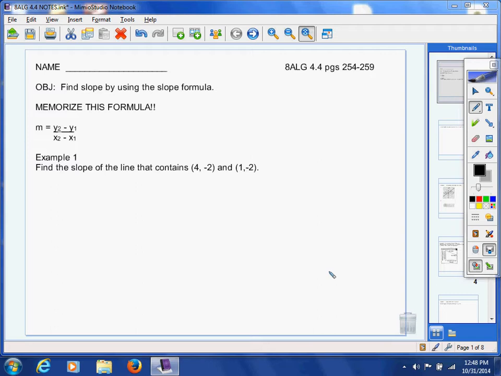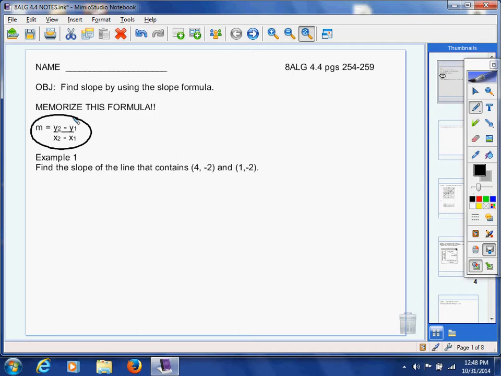We've already been introduced to the slope. We learned that slope is also called rate of change. We also know how to take a graph of a line and calculate the slope using rise over run. Now we're going to learn how to calculate slope using this formula, m, which in math and algebra means slope.